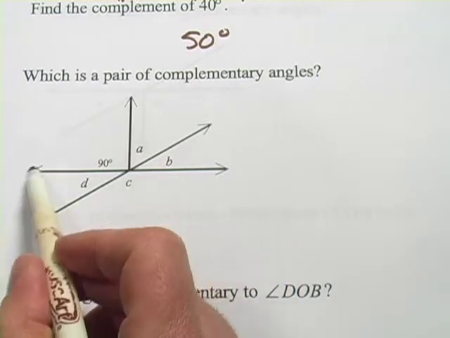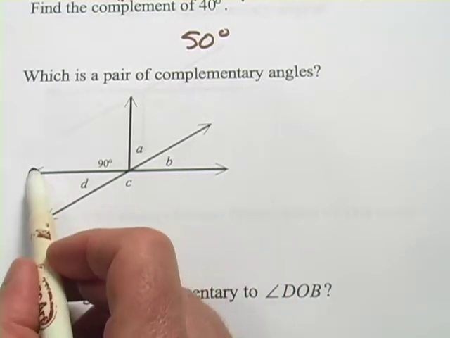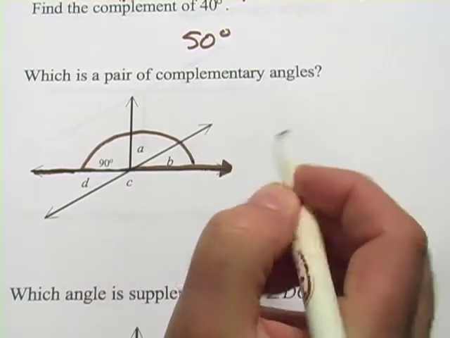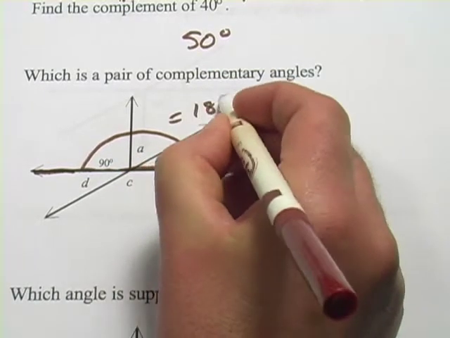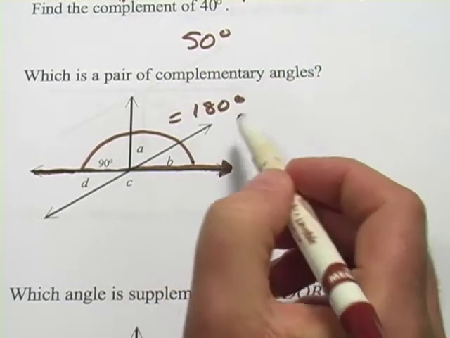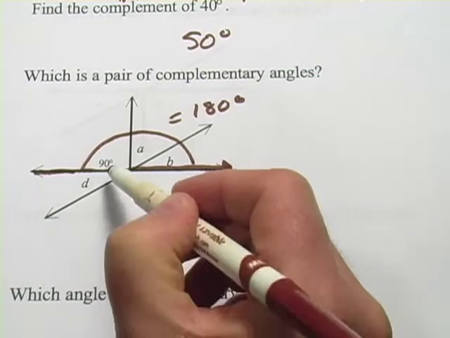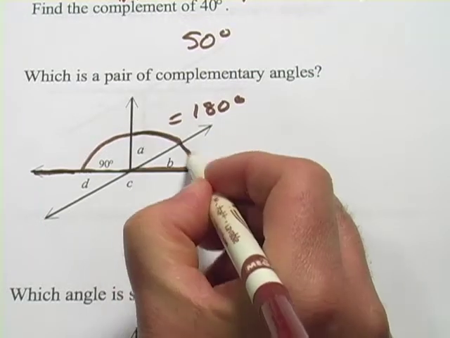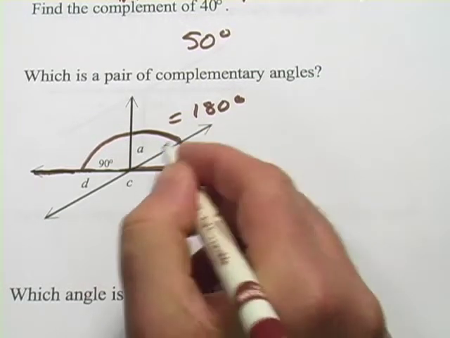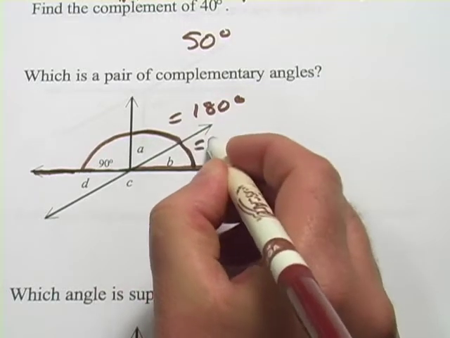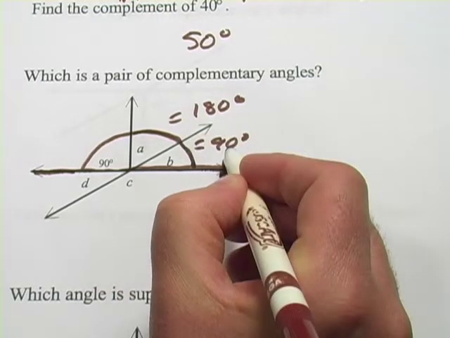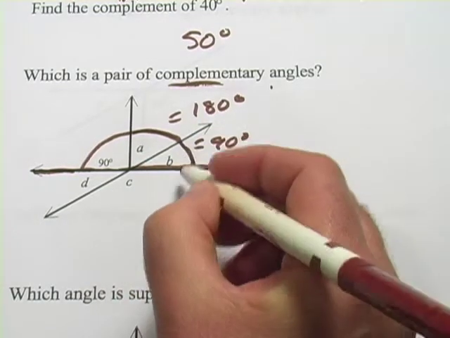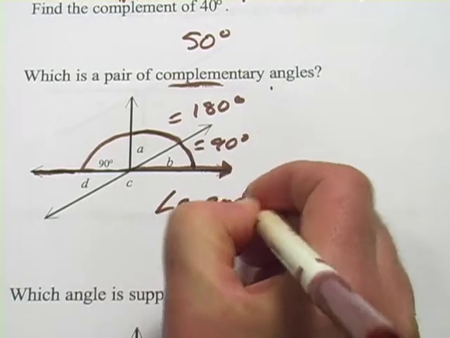And one of the things you should always be looking for in problems like this is a straight line, because you know along a straight line, all the angles are going to add up to 180 degrees. So when you're looking for supplementary angles, definitely look for a straight line. In this case, they've told us that this angle is 90, and so this other half, since it's going to add up to 180 here, has to be 90. So these two angles right here, A and B, together make 90 degrees, and that's exactly what we're looking for. They are complementary. So the answer here is angle A and angle B.